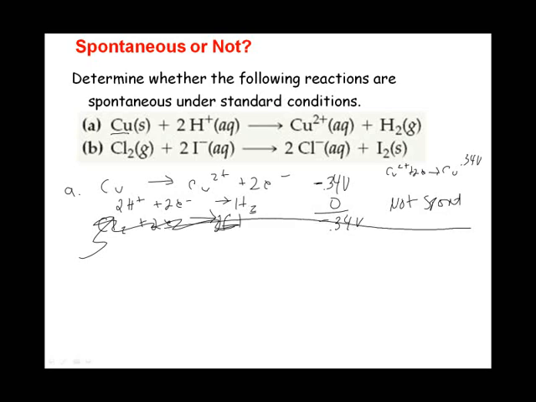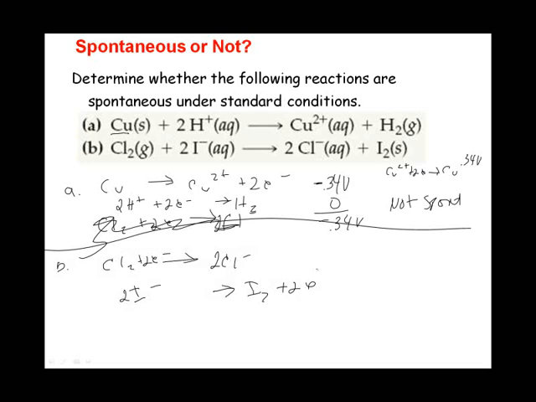Alright, so let's look at B now. For B I'm going to have Cl2 plus 2 electrons becomes 2Cl minus to make that balance. And I'm going to have 2I negative becomes I2 plus 2 electrons. So gains 2, loses 2, I don't have to make an adjustment to the number. Alright, so let's look them up.